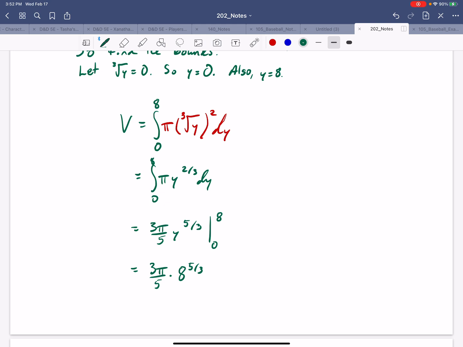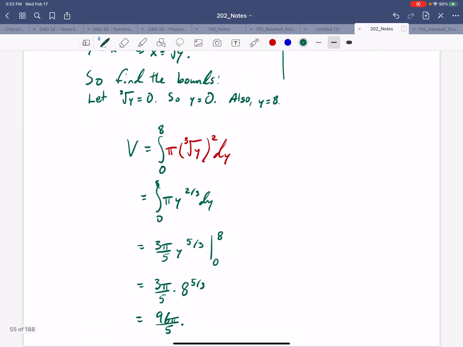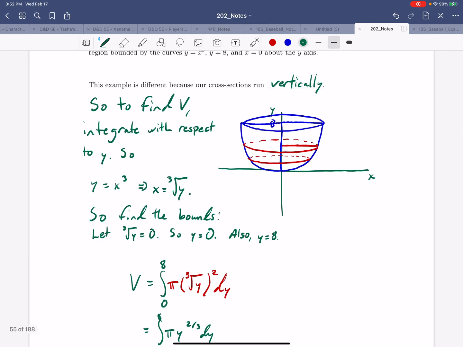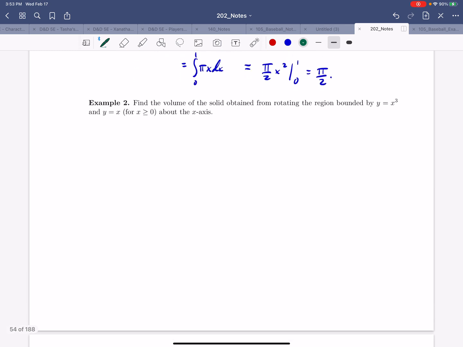And we can actually do a little bit better than this. 8 to the 5/3 is 32, so we're getting 96 pi over 5. No need to include units as with area because we're assuming it's just cube units. Okay. So those are 2 examples for how to find the volume of a solid of revolution. Of course, we're going to go over a million more of these in class, but those are 2 to begin with. Try to do example 2. Try to have that ready for next class.